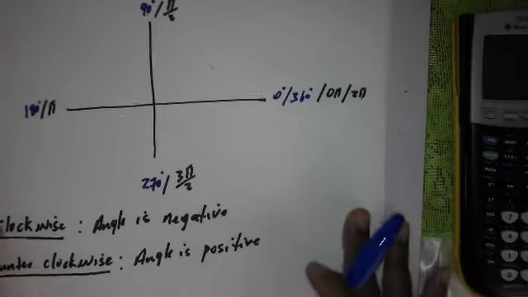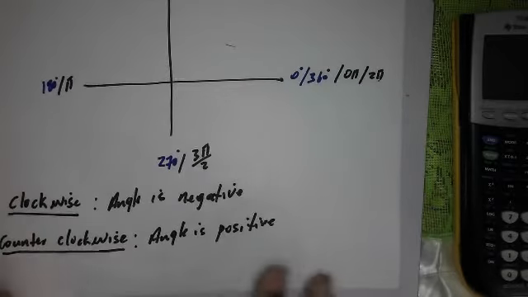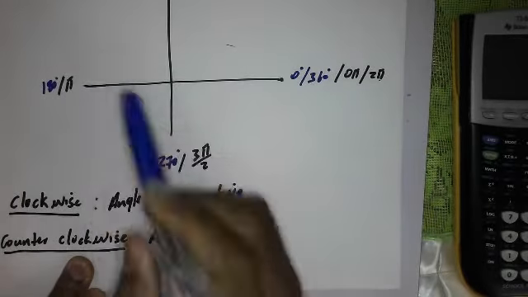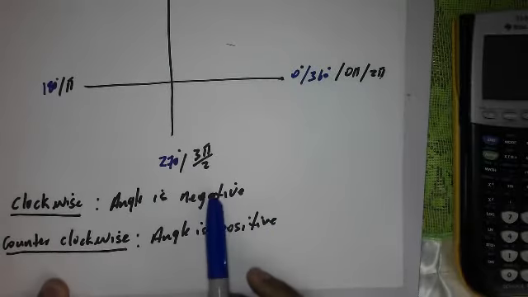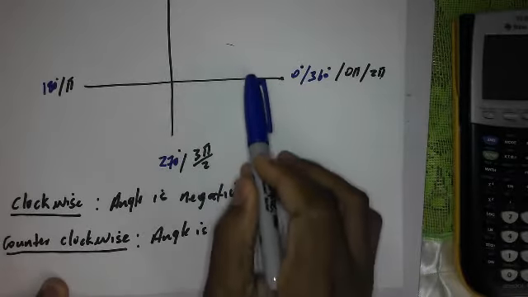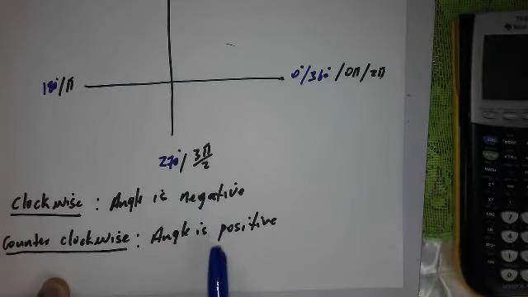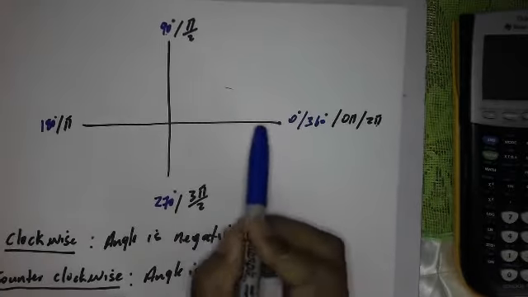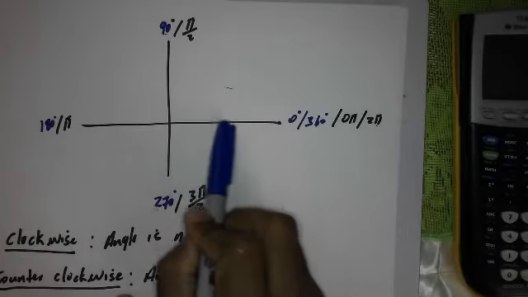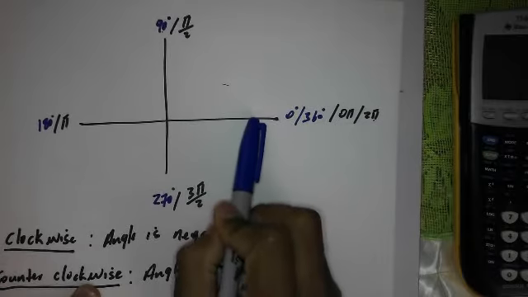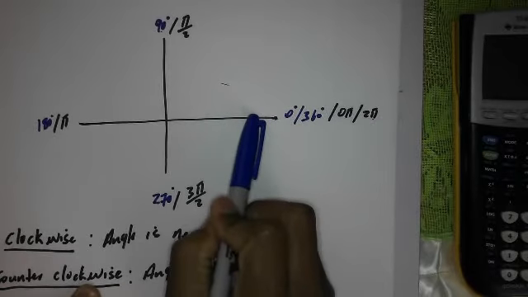All right, so if you're moving in a clockwise direction, which is this direction, then your angle is negative. Okay, if you're moving in a counterclockwise direction, which is this direction, then the angle is positive. Now the x-axis in your first quadrant is always your starting point. You always start from your x-axis in the first quadrant.